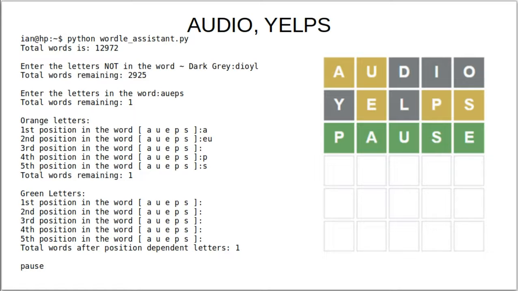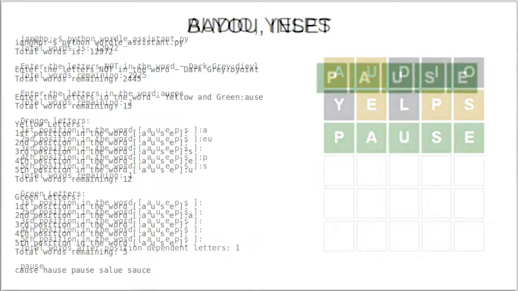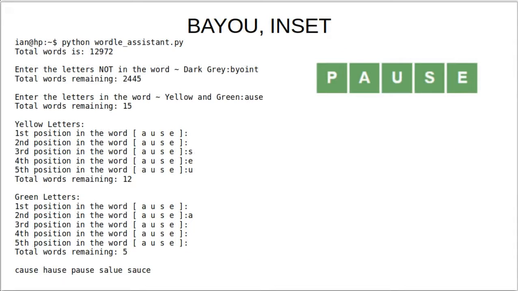If we try putting in pause and use my bio and inset, it isn't quite so successful. We come down, and as you can see, we end up with five words, of which pause is one of them. So it would have taken another line to have got the pause, or at least another line. You would have had to sort of toss up with what the word was.